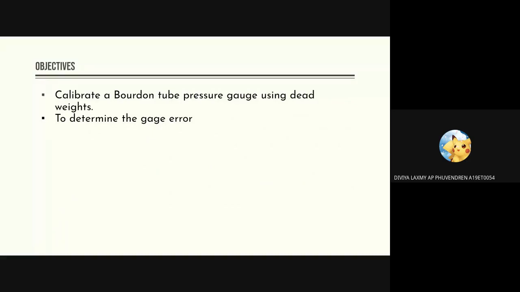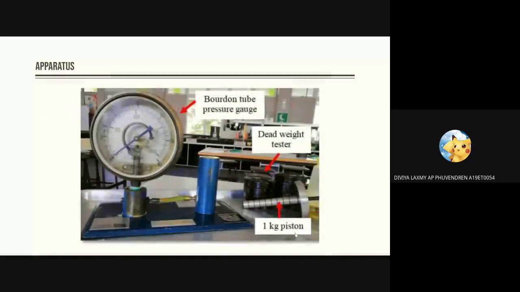As for the objectives, there are two main objectives, which are to calibrate a Bourdon tube pressure gauge using dead weights and to determine the gauge error. So these are the apparatus. The three main apparatus are the Bourdon tube pressure gauge, dead weight tester, and 1 kg piston.